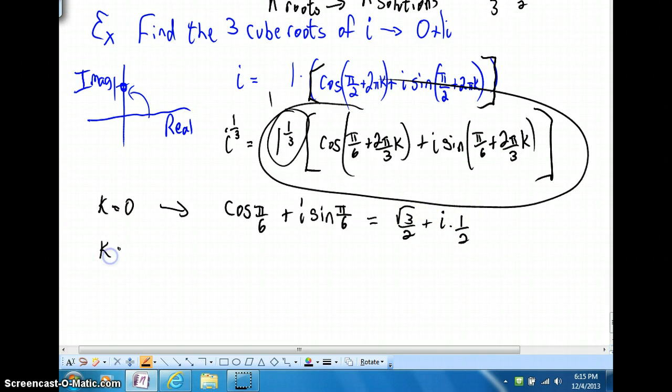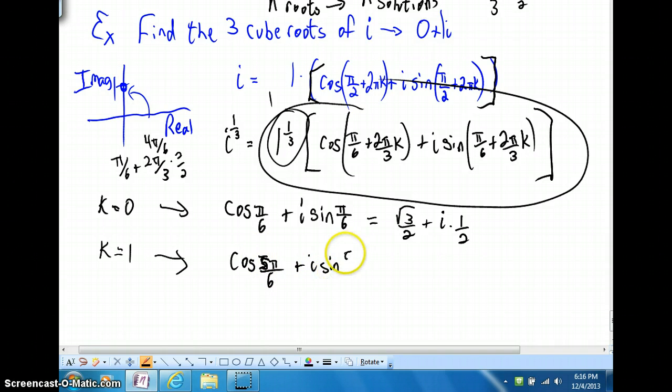Now if k is equal to 1, I want you to notice that we'd have pi over 6 plus 2 pi over 3. Getting a common denominator, we'd have 4 pi over 6 plus 1 pi over 6. So you could see very quickly we'd actually wind up with the cosine of 5 pi over 6 and the sine of 5 pi over 6. Of course, we have our I out in front.